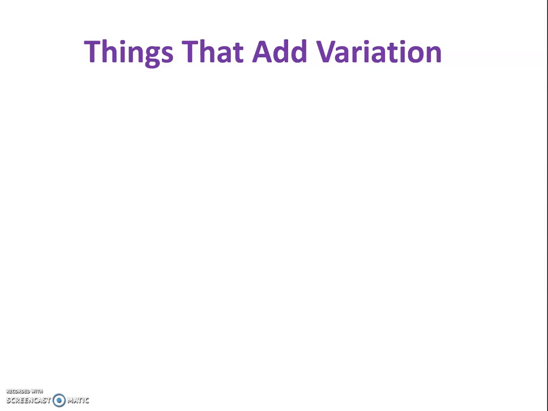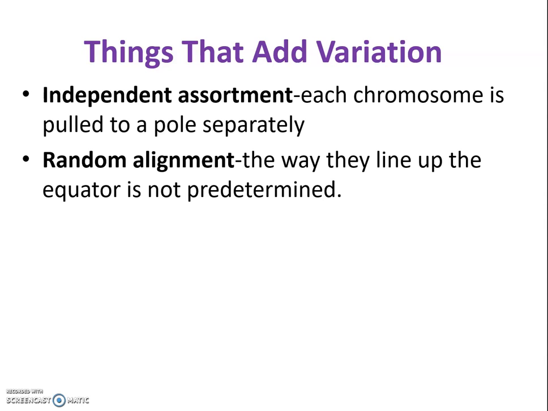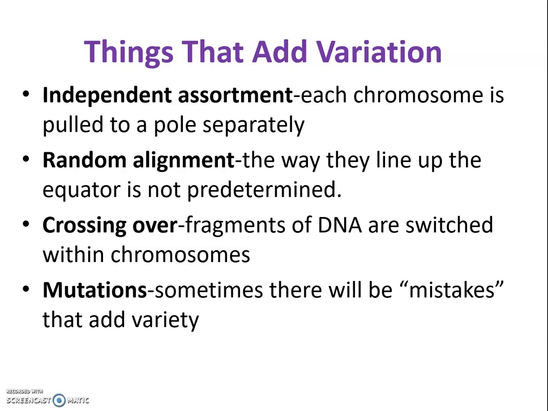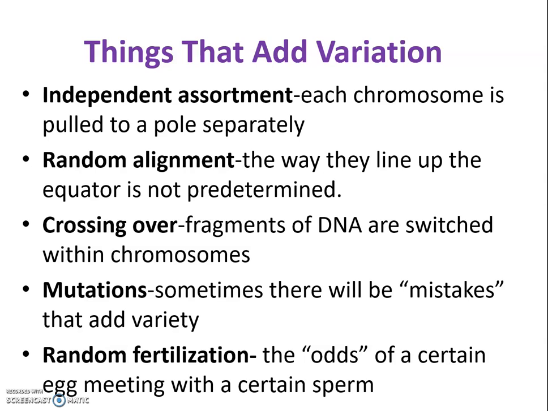Okay, so then we go back to the things that add to variation. Independent assortment, we talked about that one. The random alignment, remember we don't have just blue on one side, red on the other. That's completely random. Crossing over, where like chromosomes will exchange fragments of DNA. You have mutations that happen randomly. If you're 35 and older and having babies, if you're female, you're more likely to have these mutations because those spindle fibers start to fray and become fragile over time. And then lastly, you have random fertilization. That's the odds of a certain sperm meeting a certain egg.